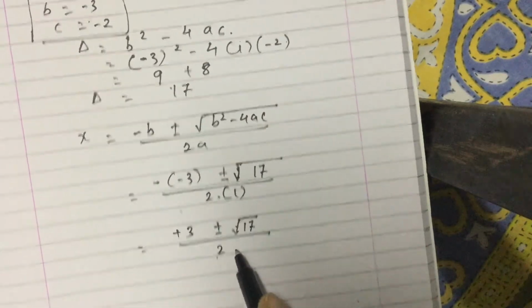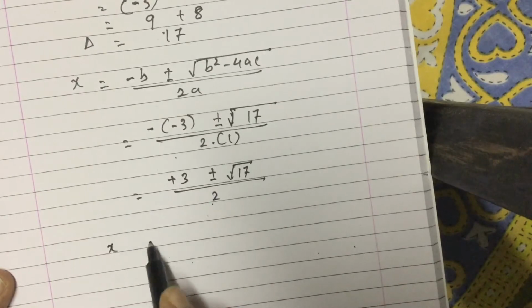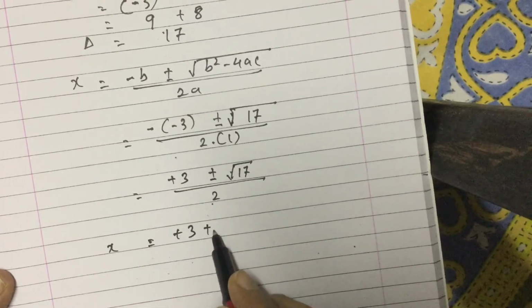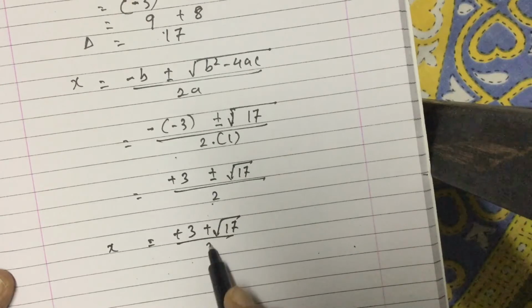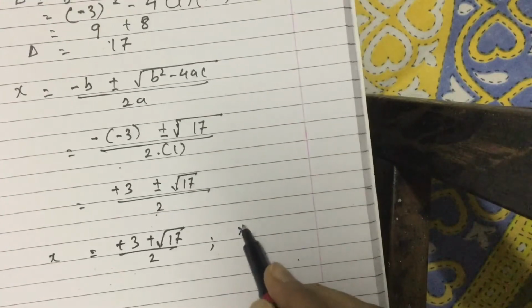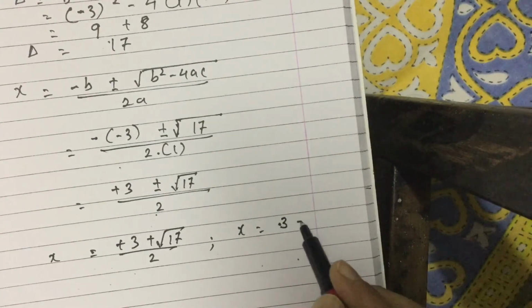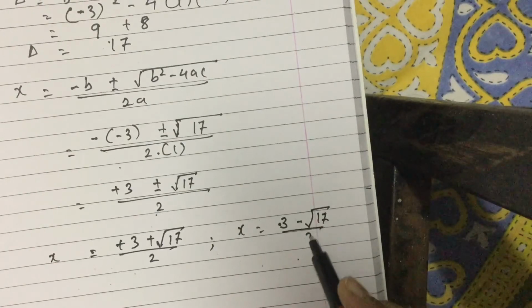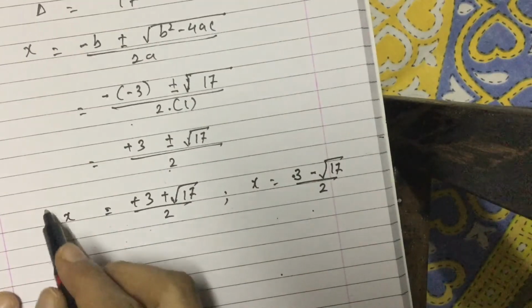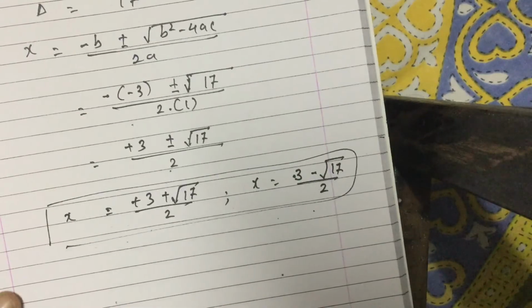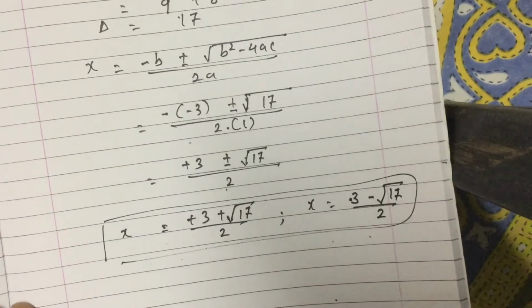2 ones are 2. So x value will be 3 plus under root 17 upon 2, or x value is equal to 3 minus under root 17 upon 2. Further we cannot reduce them, so these are the solution of the variable x.